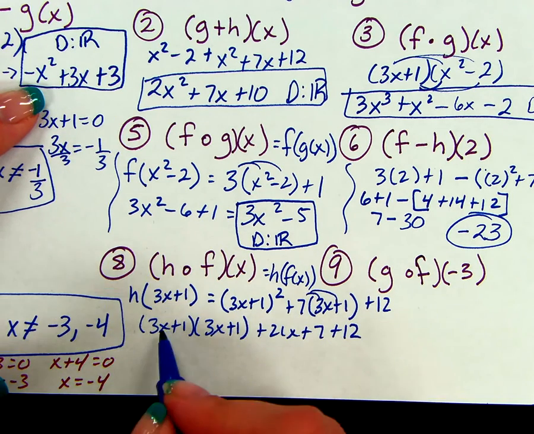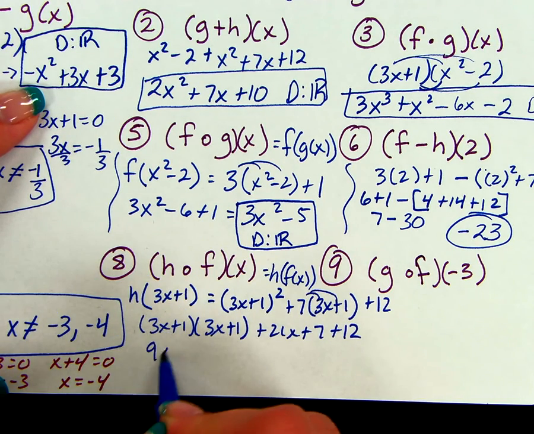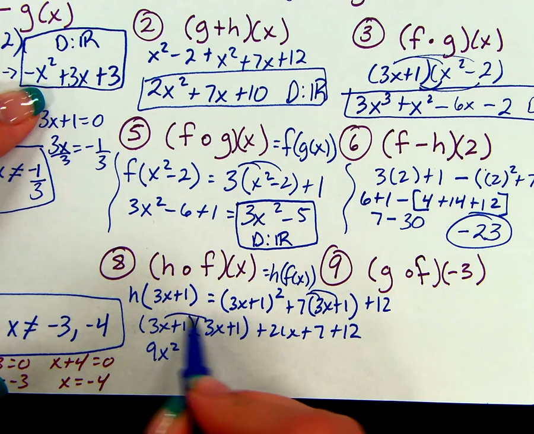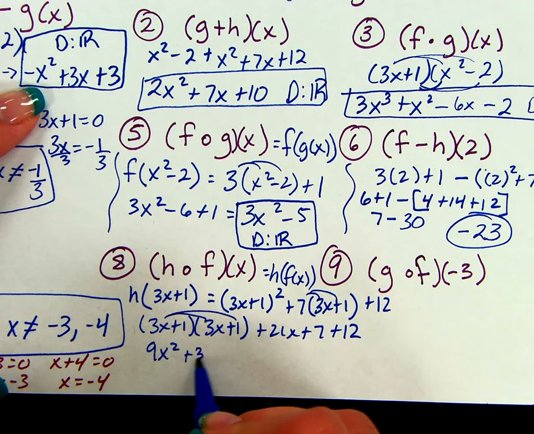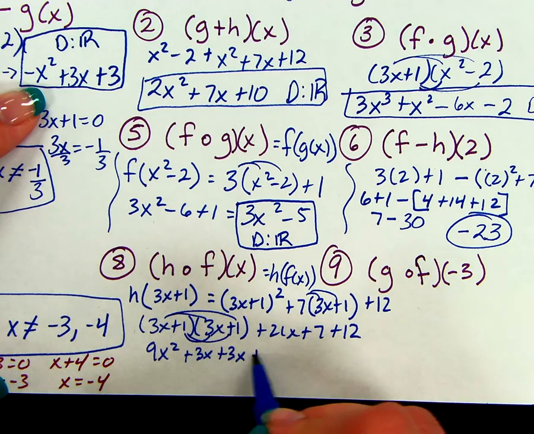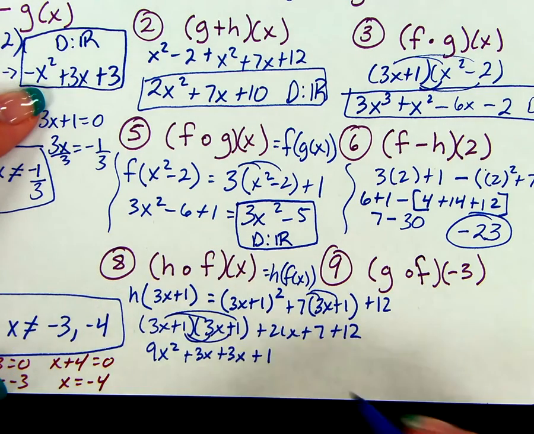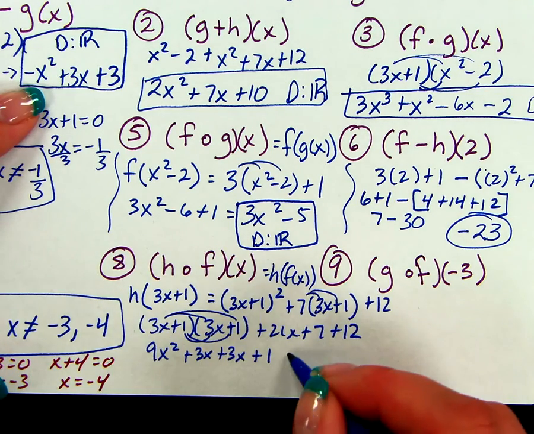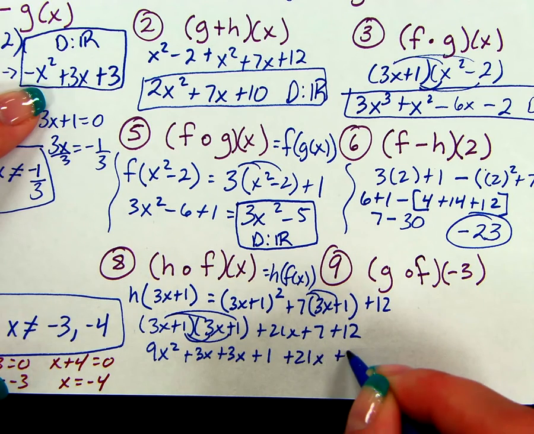So again, if we FOIL, 3x times 3x will be 9x squared. And then 3x times 1 will be 3x. 1 times 3x is 3x. And 1 times 1 is 1. So again, if we can combine the 7 and 12, so now we have plus 21x plus 19.